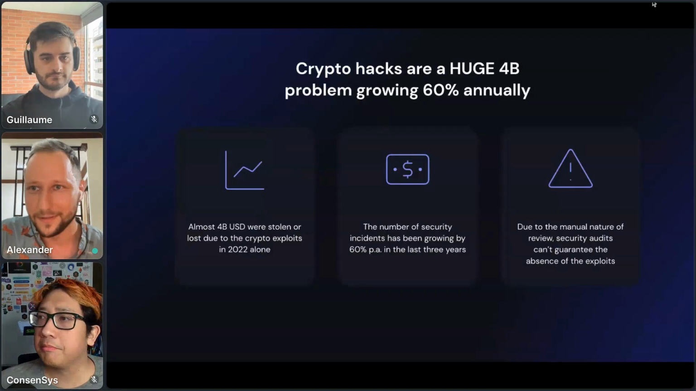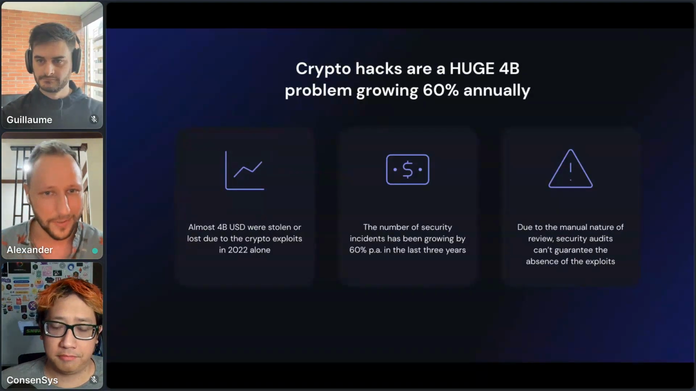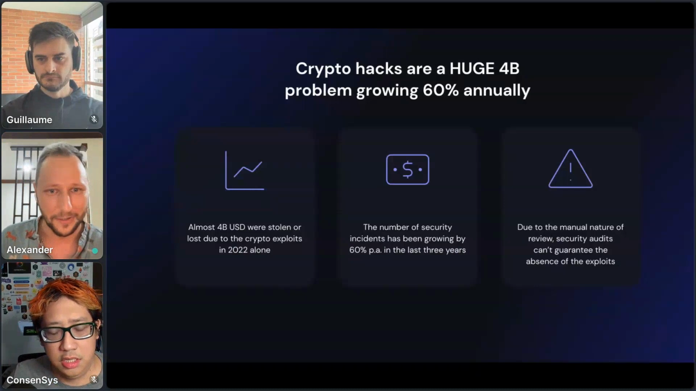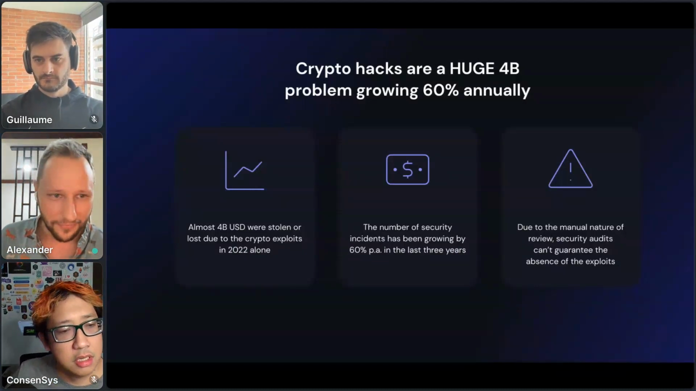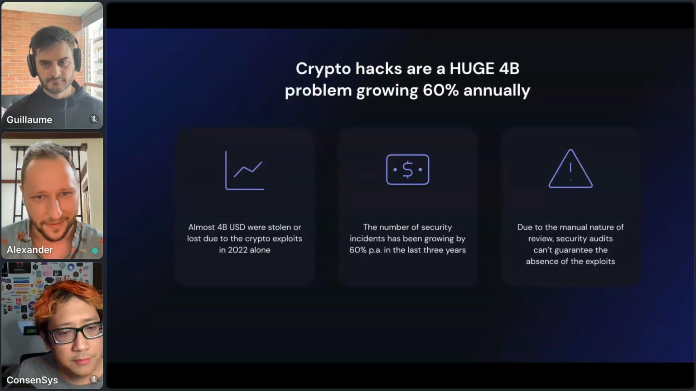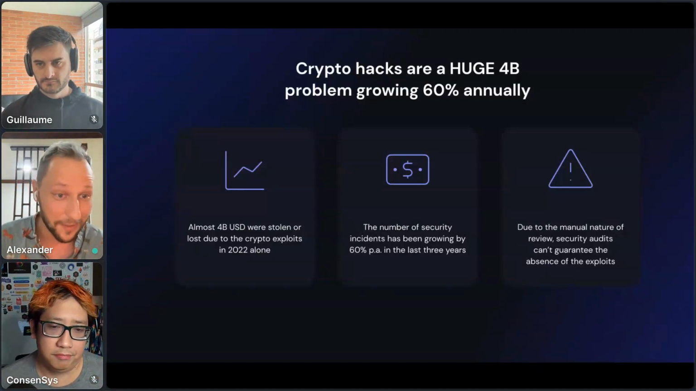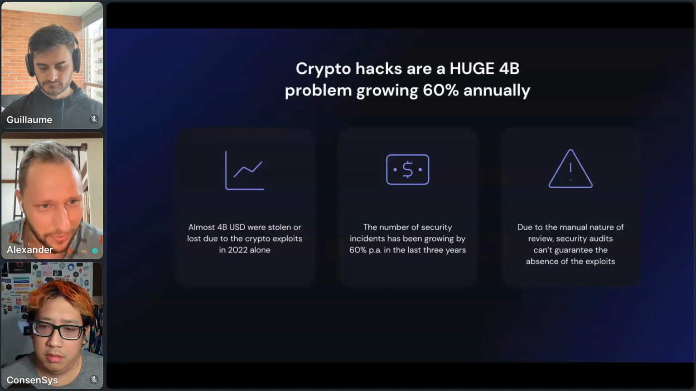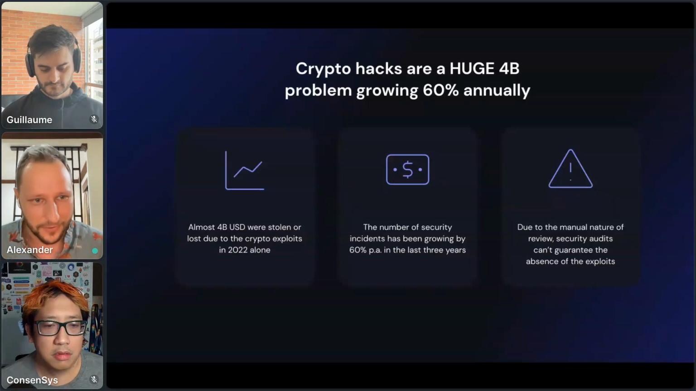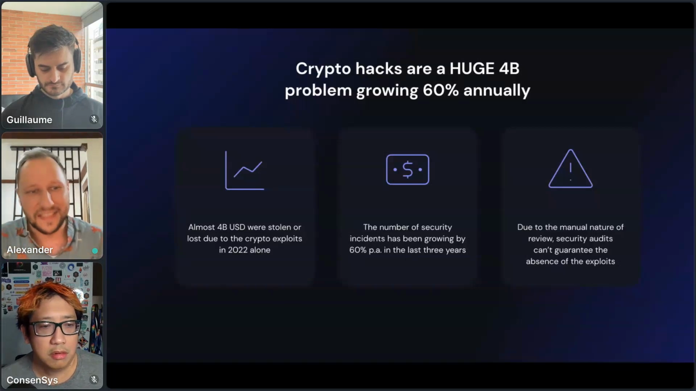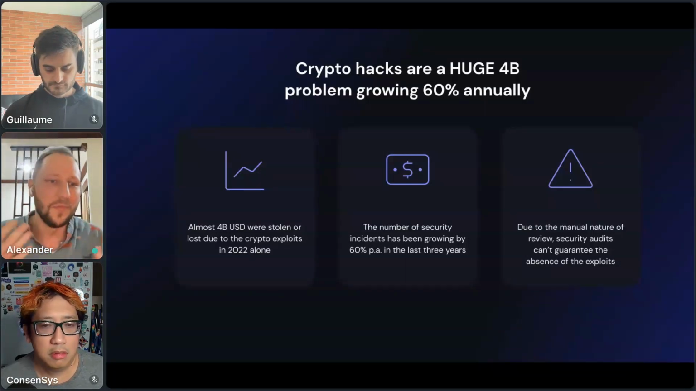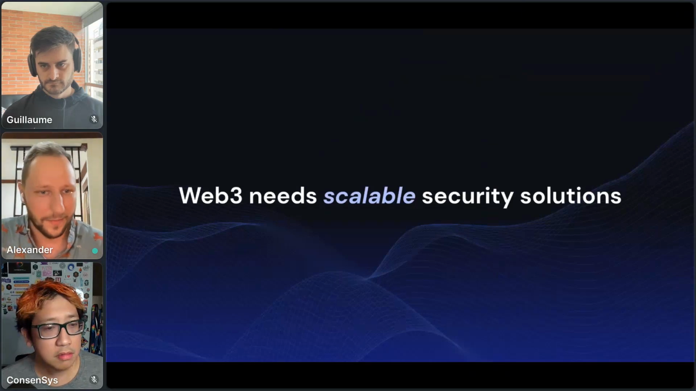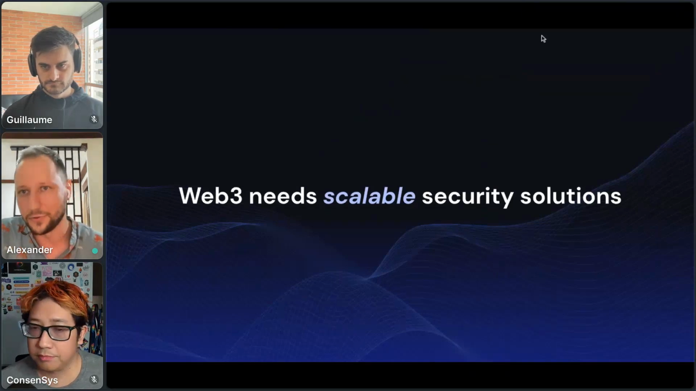So let me start with the big problem that we want to solve. The big problem in the industry is crypto hacks. Almost $4 billion were stolen last year, and all of us know that the number of hacks has been growing really fast the last 3 years, along with the industry itself. Due to the manual nature of smart contract security audits, and the lack of smart contract security experts on the market, security audits can neither guarantee the absence of a hack, nor scale with the same speed as the whole industry does. So to me, it's absolutely obvious that Web3 needs scalable security solutions.